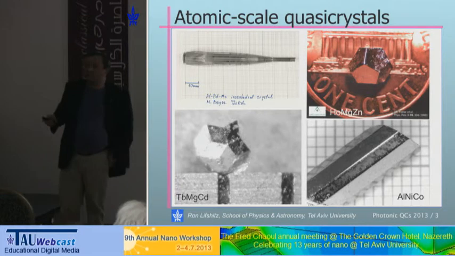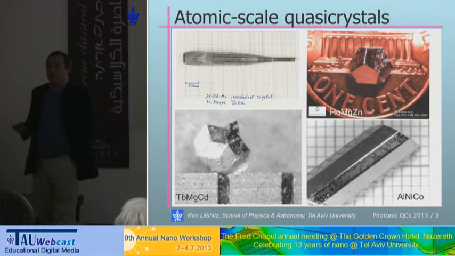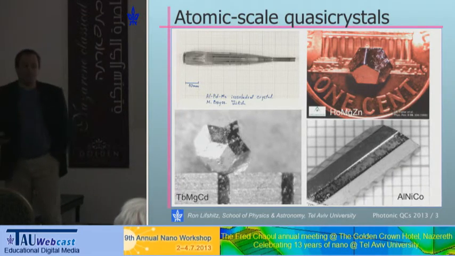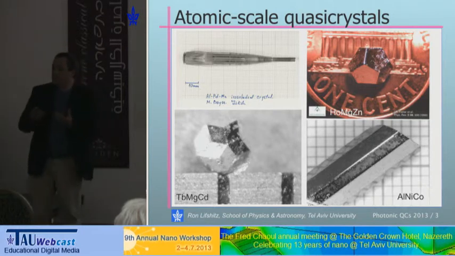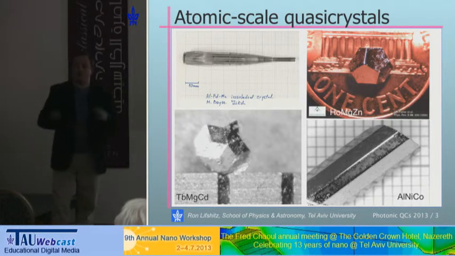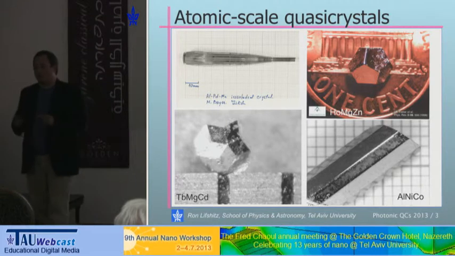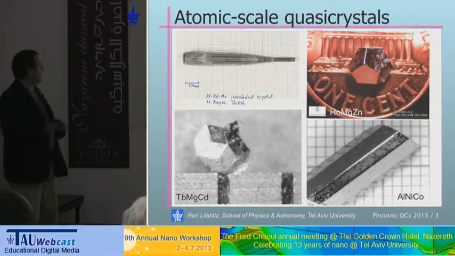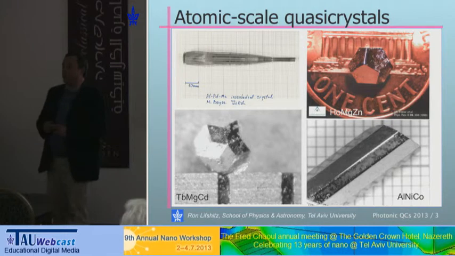Normally when people talk about quasicrystals, they have in mind these metallic alloys. So these are structures that are made out of combinations of metals that are melted together and then somehow, by various techniques, grow these very nice looking structures.